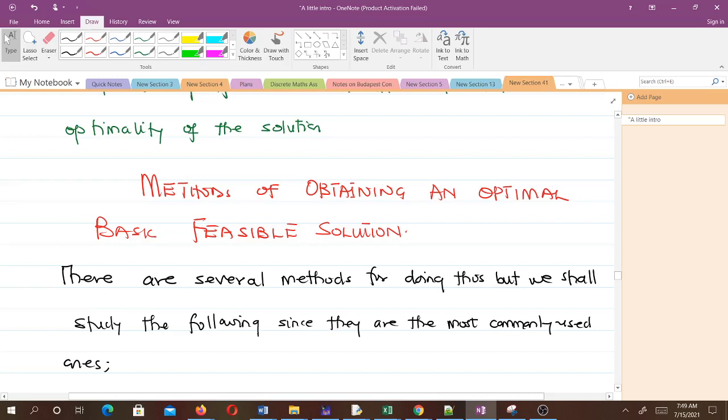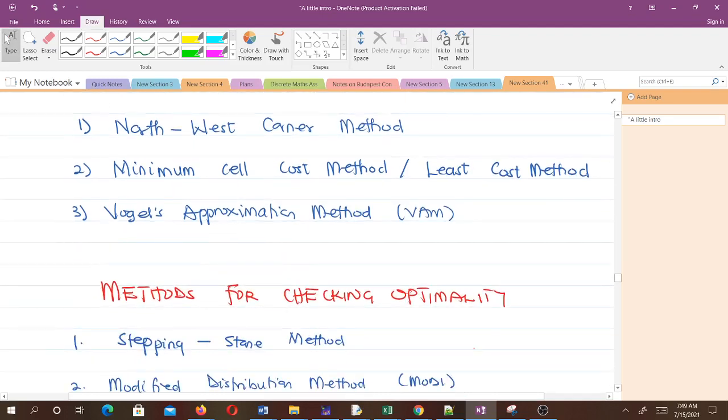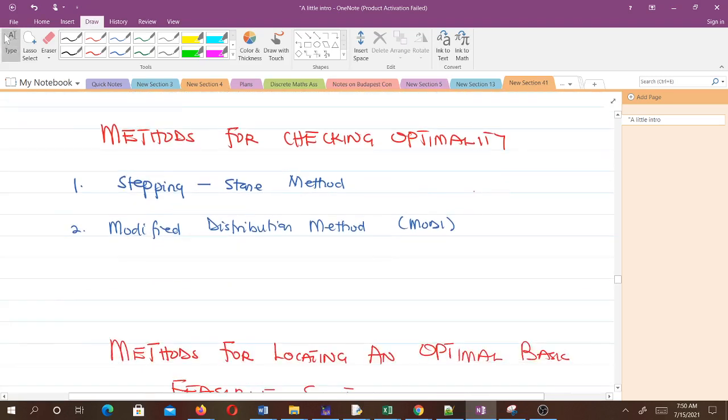So let's look at methods of obtaining an initial basic feasible solution. How can we get that? There are several methods for doing that, but we shall study the following since they are the most commonly used ones. We will study the northwest corner method, the minimum cell cost method or least cost method, and the Vogel's approximation method, VAM. Those are the methods for deriving or obtaining the initial basic feasible solution.